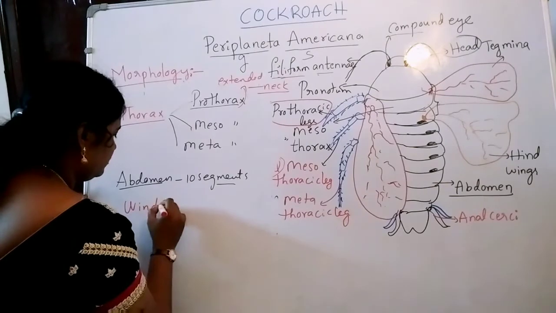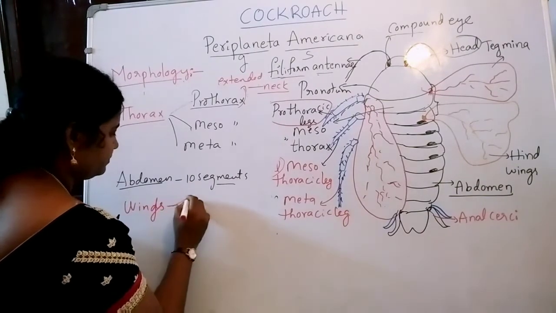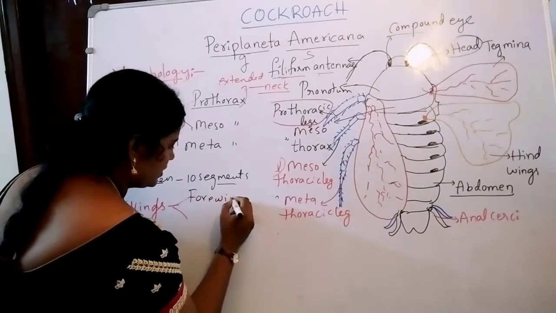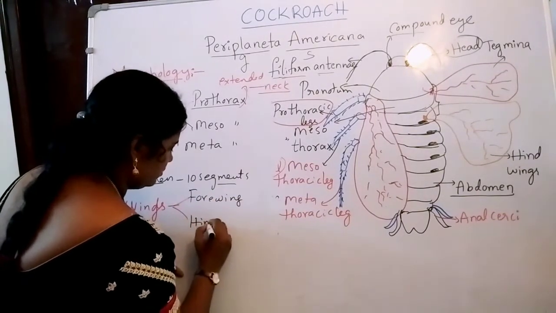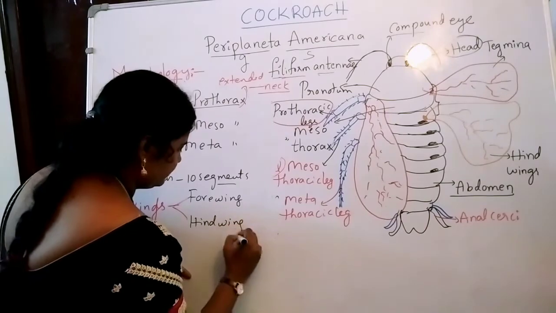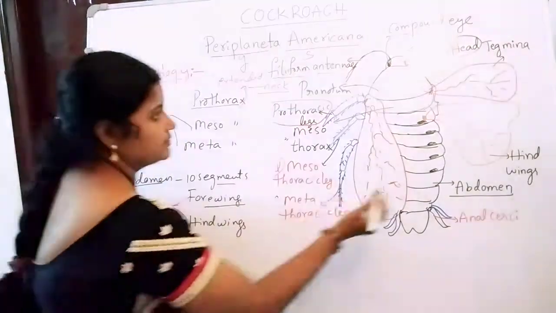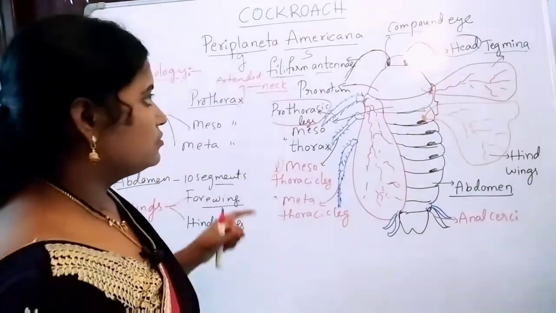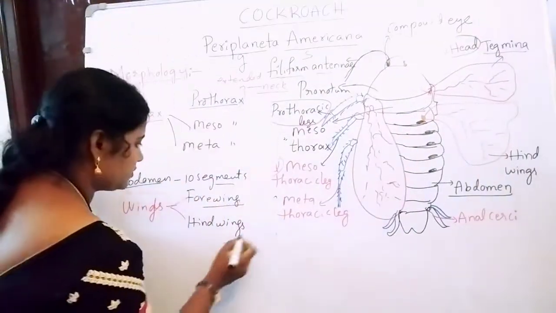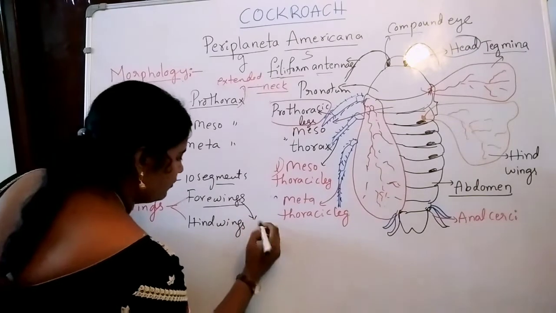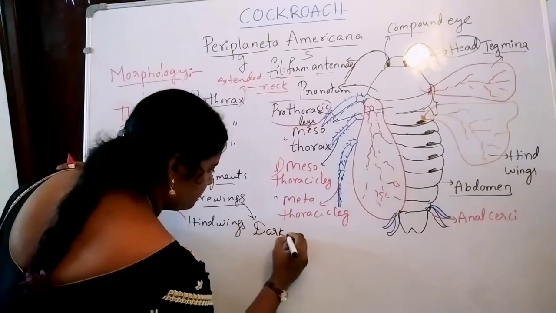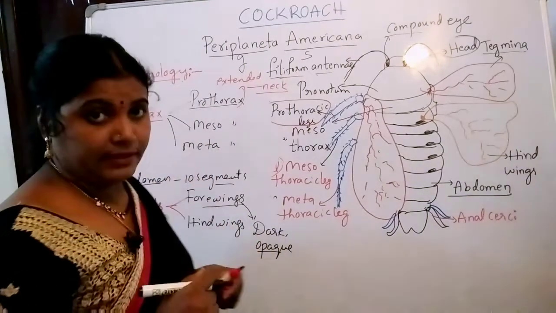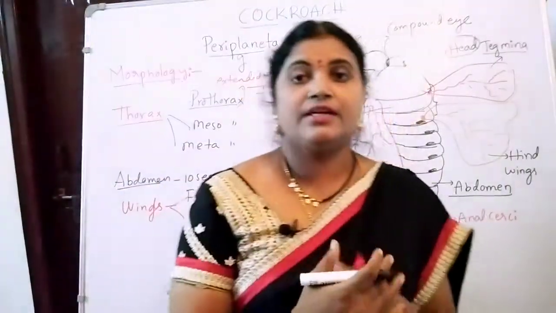Now we will see the wings. Wings are of two types. The first one is the forewings and another one is the hind wings. Forewings are also known as tegmina. So this tegmina is a very special character. Why? Because it is very dark, opaque in nature, very dense, and at the same time it covers the hind wings.